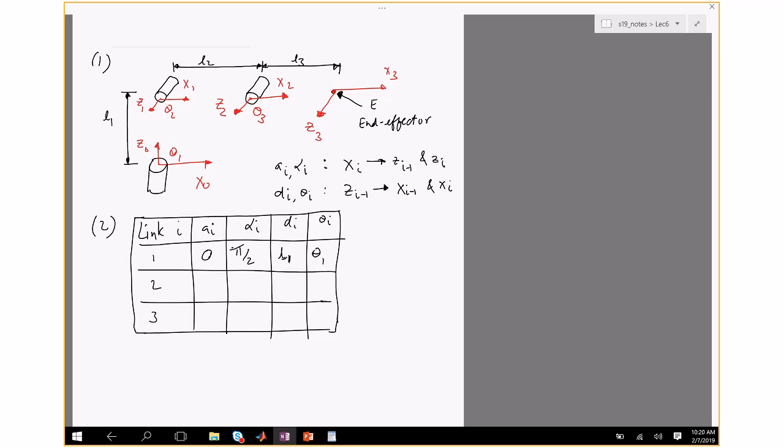Okay. z1 and z2. z1 is pointing out of the plane of the paper. z2 is also pointing out of the paper. We need to find the distance between those two along x, i equals 2. So along x2. So x2 is in that direction. So it's going to be L2. Then the angle between z1 and z2 along x2, since they are parallel to each other, the angle should be 0. Alpha is 0.